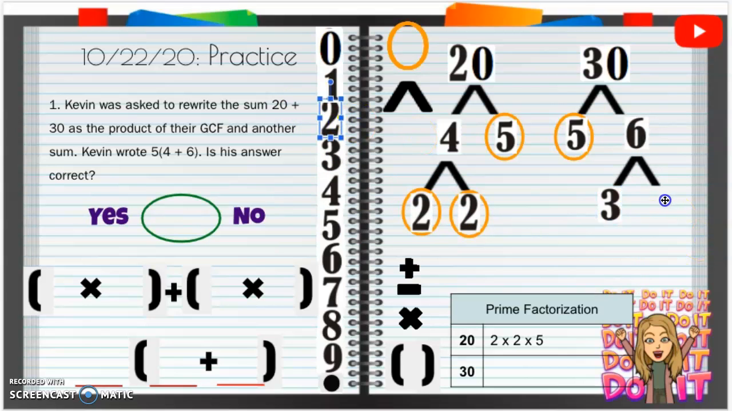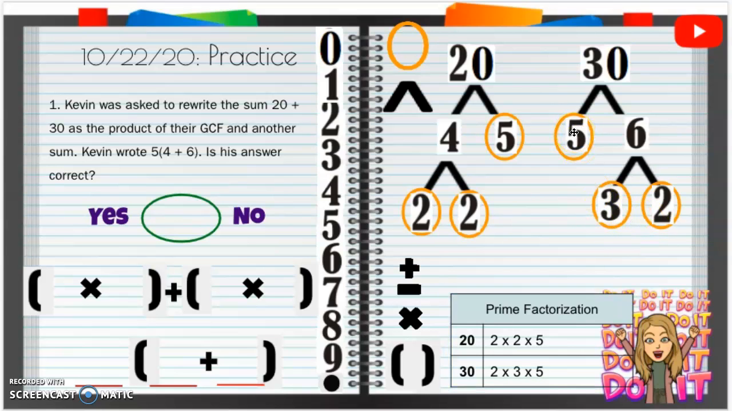Not 3 times 3. Remember, that's 9. 3 times 2. All right, so 3 and 2 are both prime numbers because we cannot break them down anymore, so we're going to circle them. And we can't factor any more of this factor tree because the circles mean we're done there. The prime factorization of 30, in order from least to greatest, we have 2 times 3 times 5.